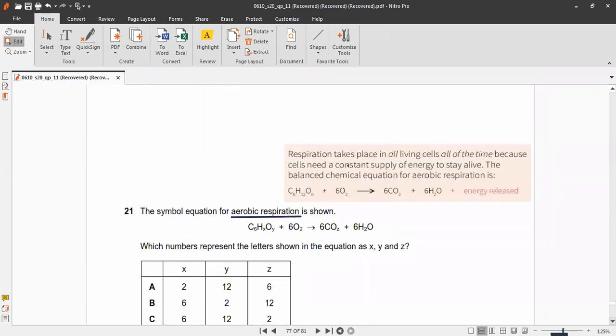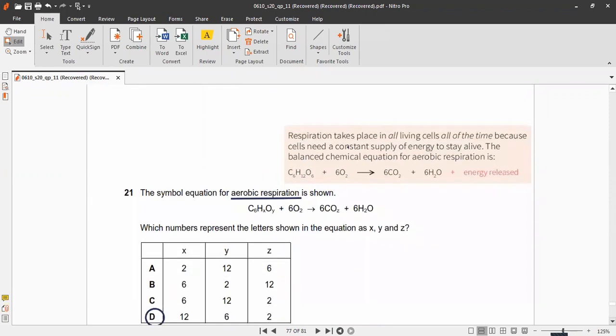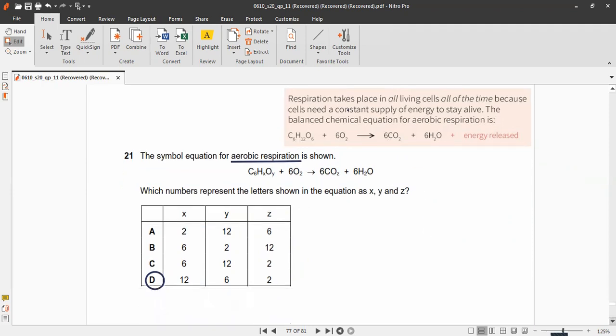The simple equation for aerobic respiration is shown. Which numbers represent the letters shown? The equation has x, y, z. X is 6, O2, 12, y is 6, and z is 2, CO2. So the correct answer is D: 12, 6, 2.